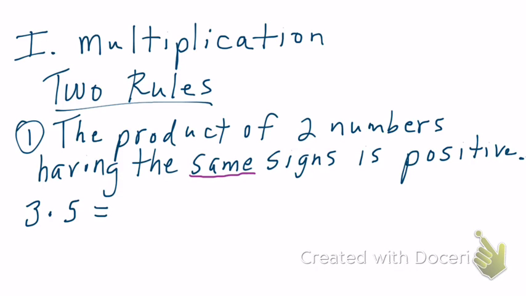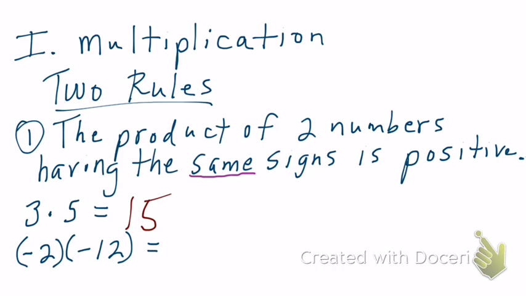So let's look at some examples. Of course, when we multiply two positives, 3 times 5, 15. Actually, 3 times 5 we already know how to do. We don't really need the rule, but notice because the numbers have the same signs, when we multiply them, we're going to ignore the signs and we get a positive answer.